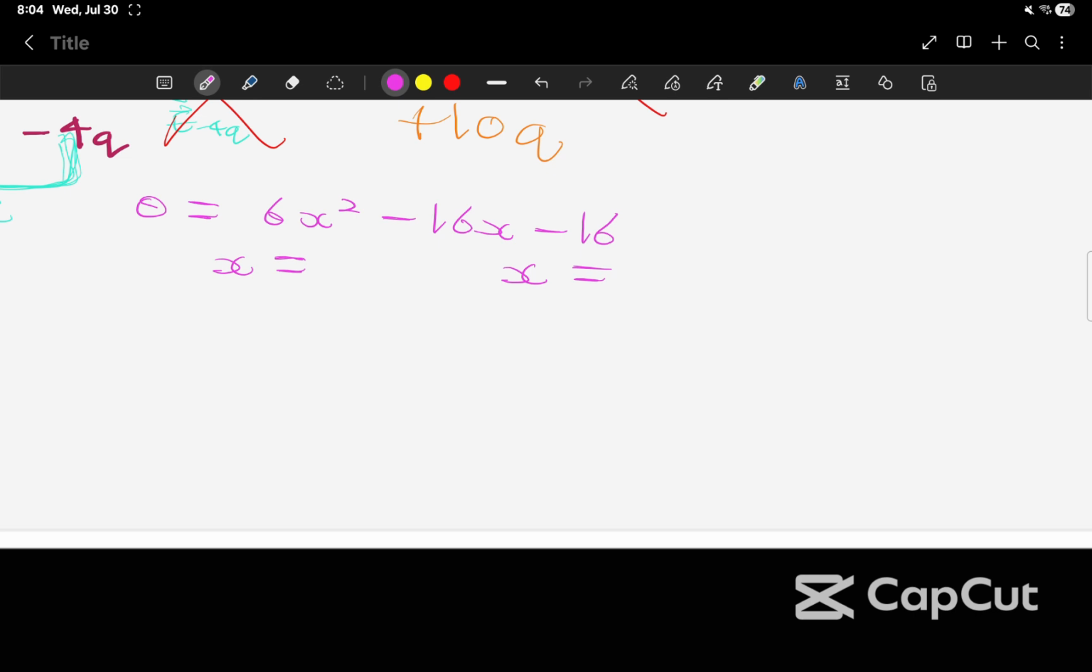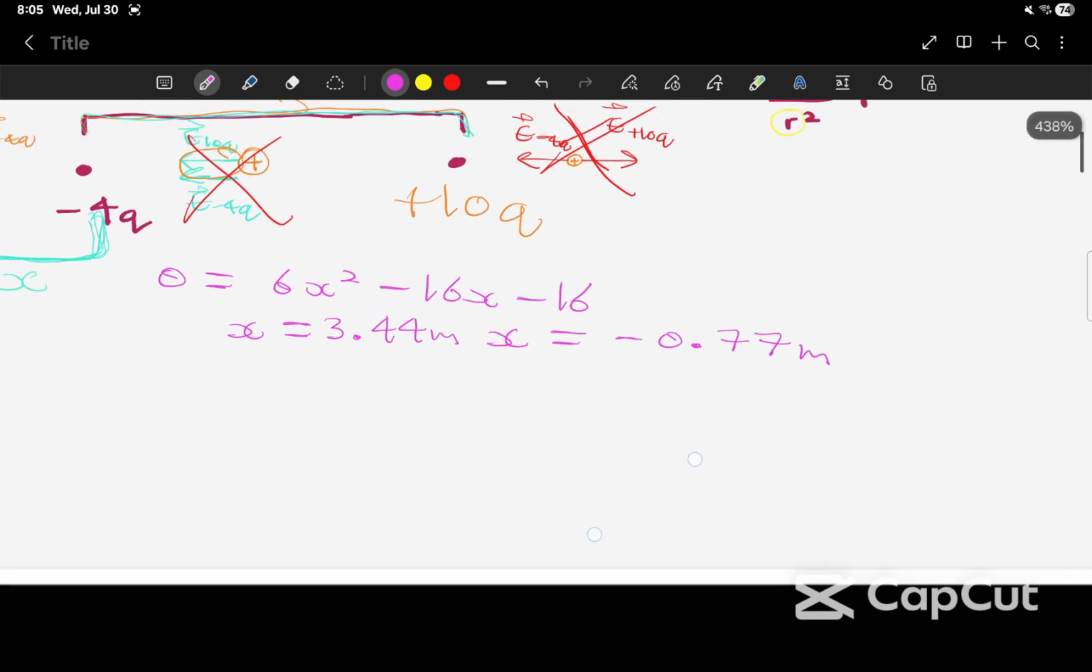The first answer I get is 3.44 meters. The second answer I will get is negative 0.77 meters. Now we have to choose between the two of them.